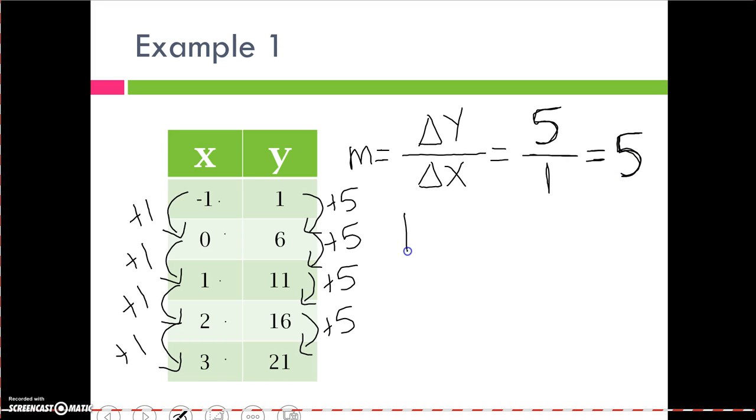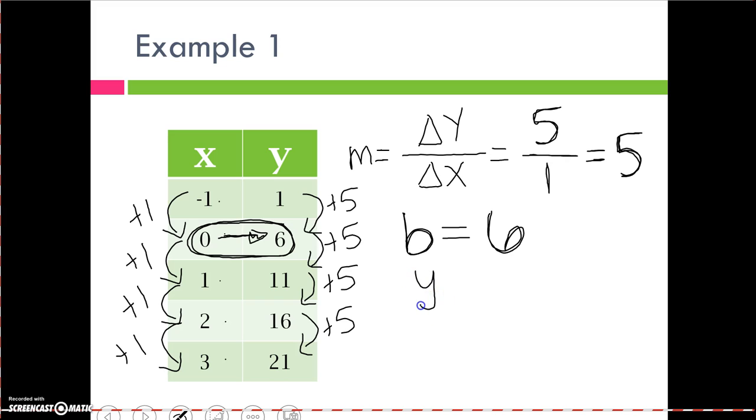Our next step here was to find the b value, which is our y-intercept. The b value, whenever x equals 0, what is our y value? That's what we're looking for here. So in this case, when x equals 0, our y value is 6. So our b value is going to be 6.